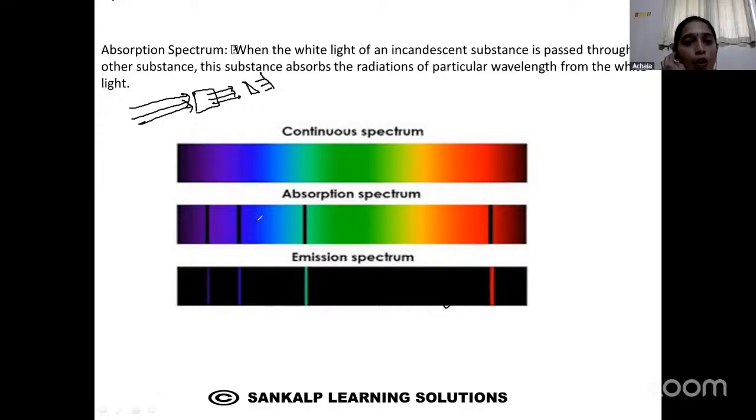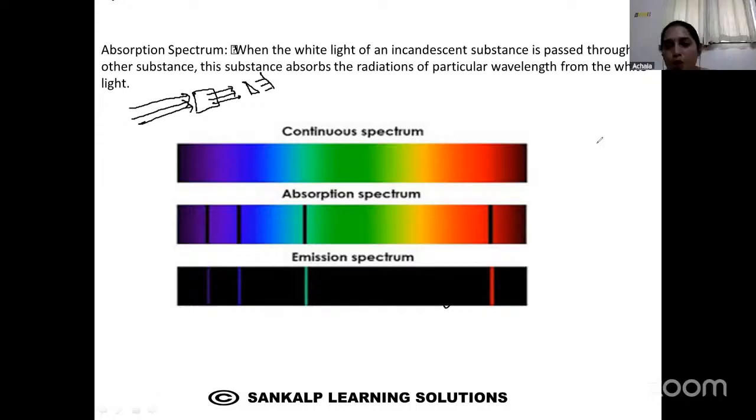See here, in absorption spectrum, some lines are missing. And in emission spectrum, under the black background, the lights are emitted. See here, the surprising thing is, whatever wavelength of light is absorbed, at that wavelength only light is emitted.